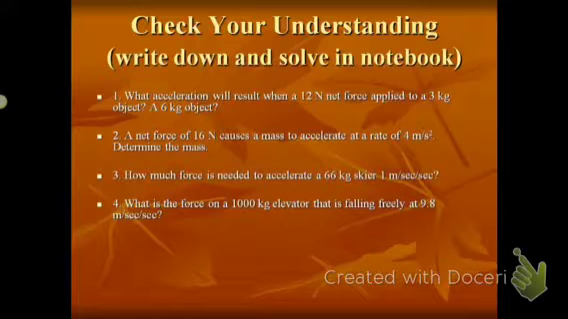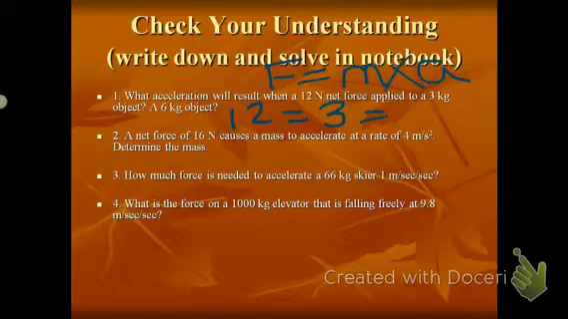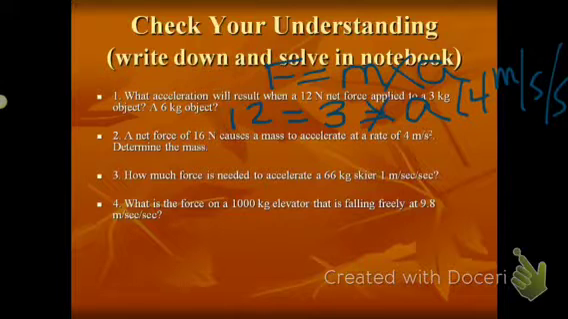So it says, what acceleration will result when a 12 Newton net force is applied to a 3 kilogram object or a 6 kilogram object? So we'll start up here, F equals M times A, and we'll plug and play. We have the force, and we have the mass, 3 kilograms times A. So for a 3 kilogram object, 3 times what equals 12? That one is going to be 4 meters per second per second.